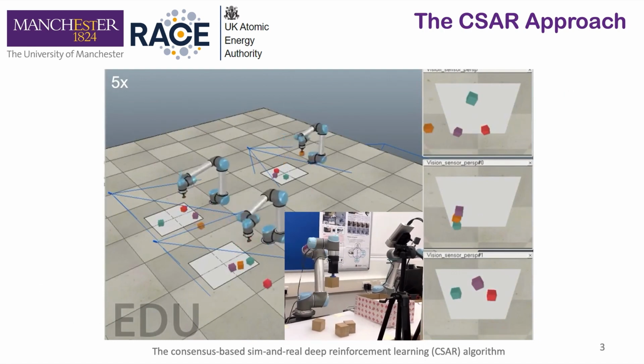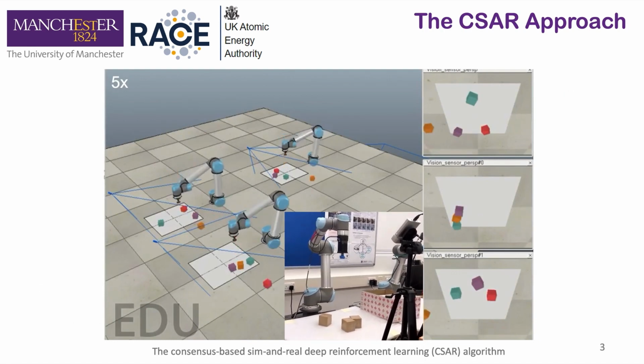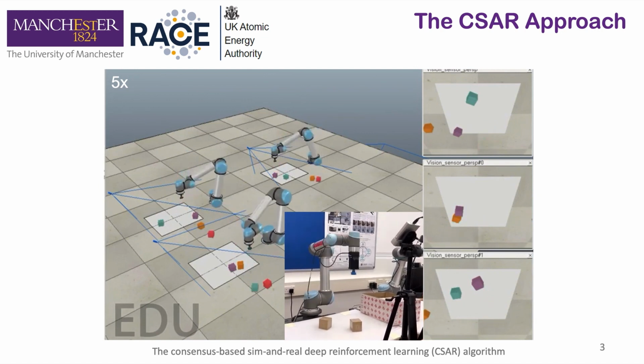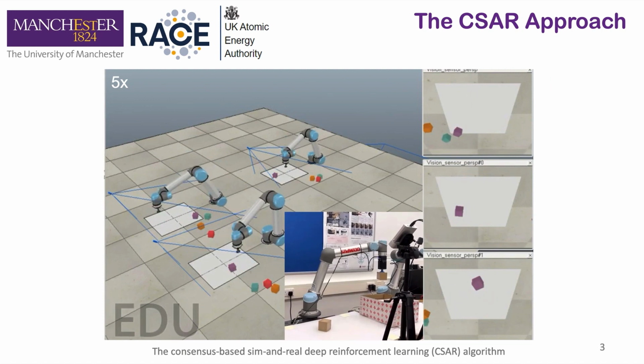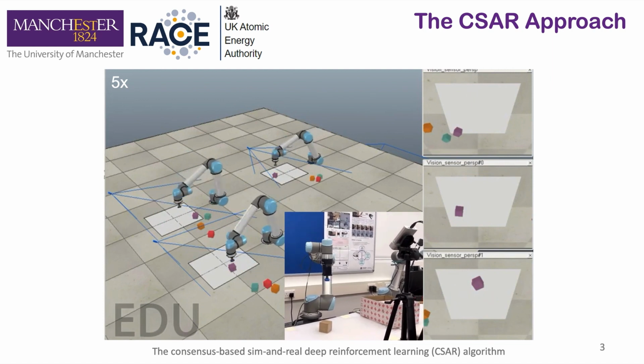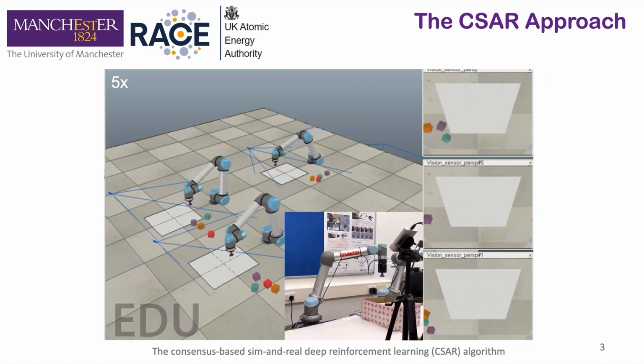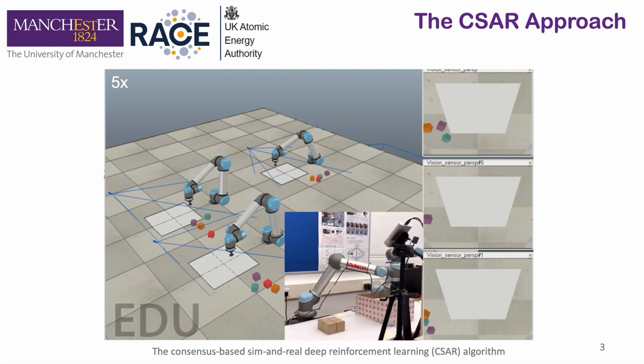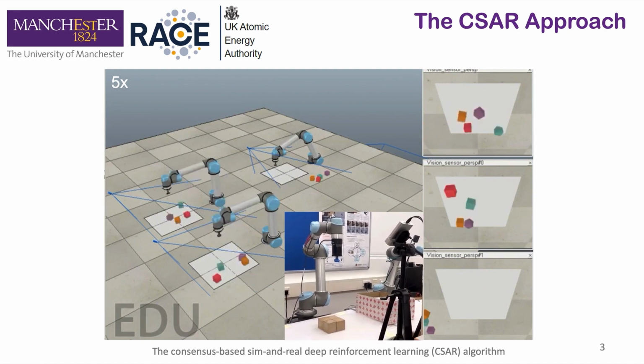A consensus-based sim and real deep reinforcement learning algorithm, also called the CSAR method, is proposed for manipulator pick-and-place tasks. By applying consensus-based training, the proposed method saves training time and reduces the number of required real robot training steps while maintaining a comparable suction success rate, which is cost-effective.